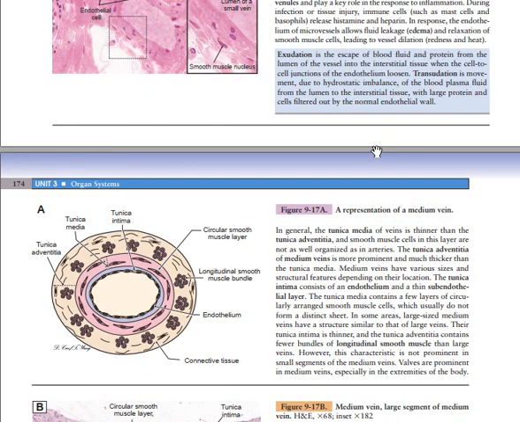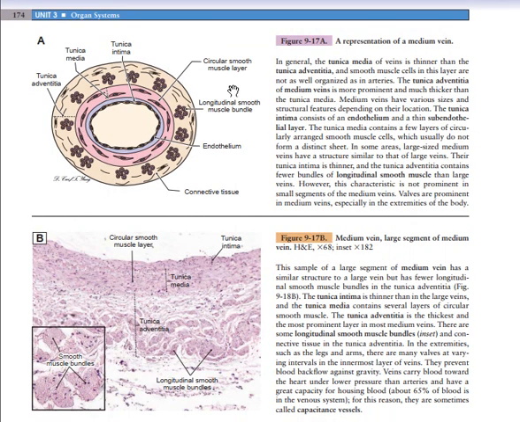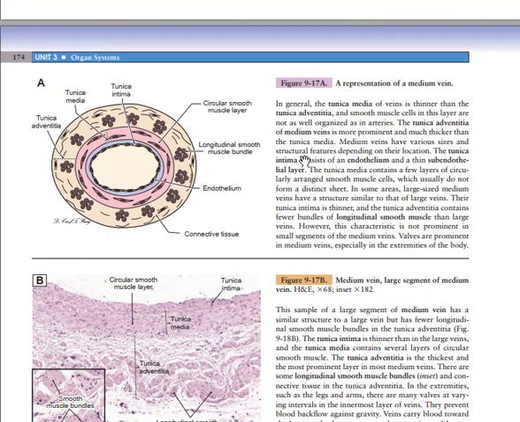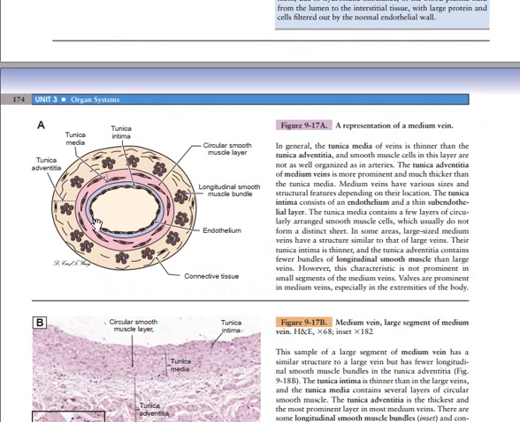That results in the escape of blood fluid and proteins into the interstitial space. Now this is a representation of medium veins. For the representation of medium veins, you still have the tunica intima. For the tunica intima, you have one cell layer of endothelial cells.